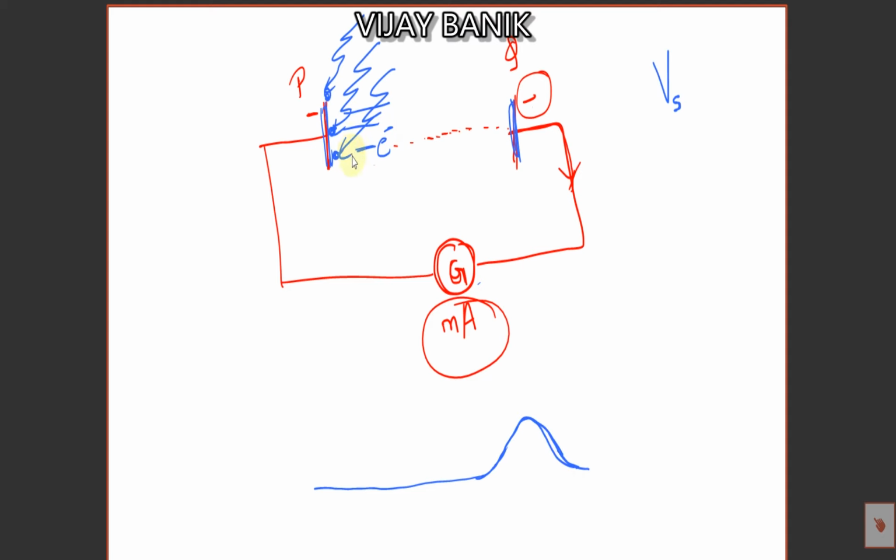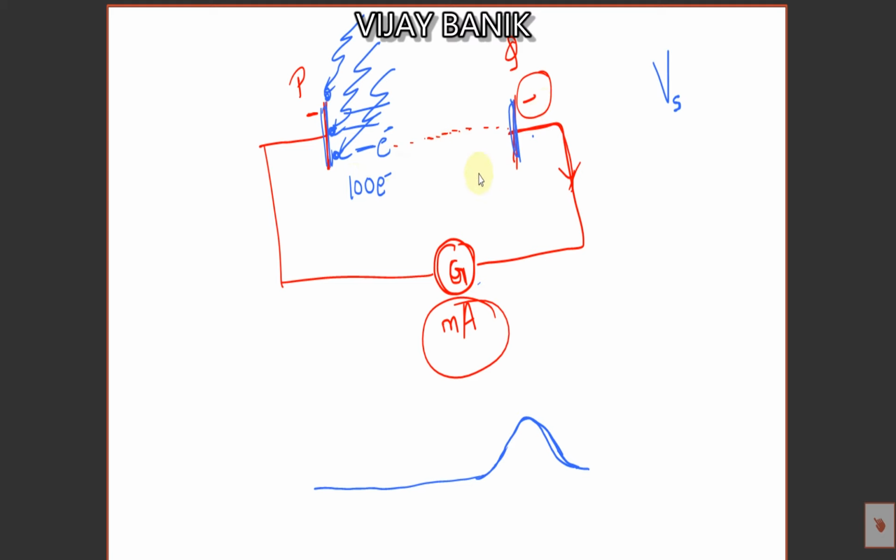Now let's say 100 electrons are getting ejected. Before, hundreds were ejecting and hundreds were reaching this side because there was an attraction. Now there is no attraction. There is a negative charge over here, so there is a repulsion. Let's say out of 100, maybe 95 reached here.